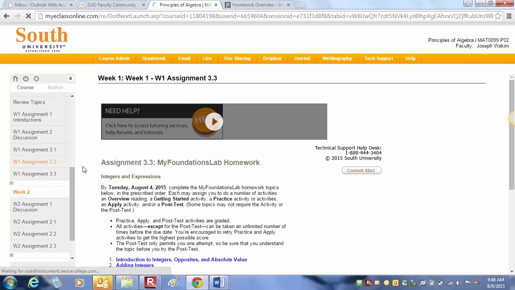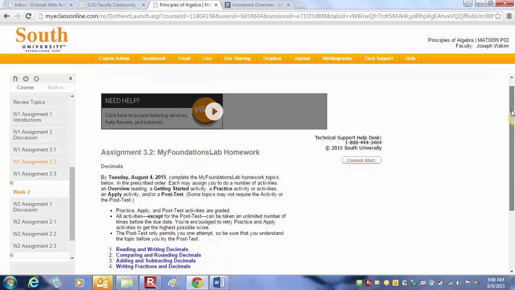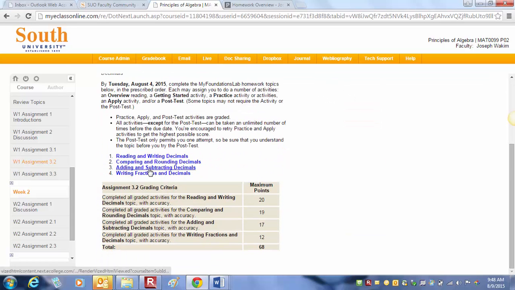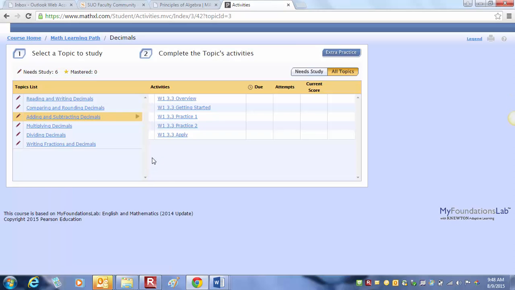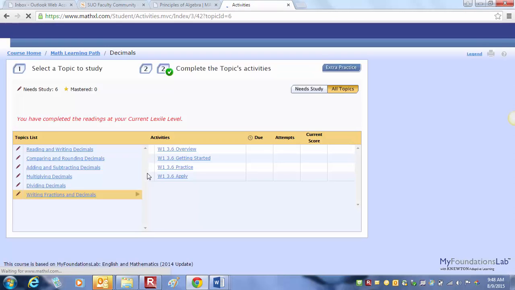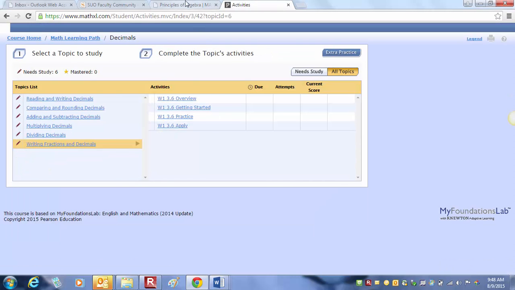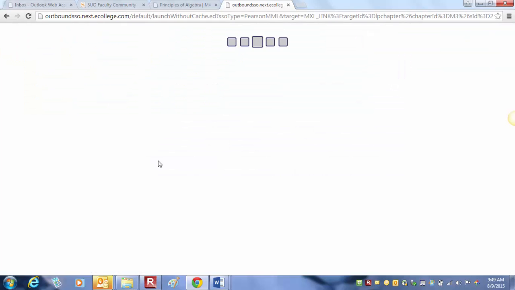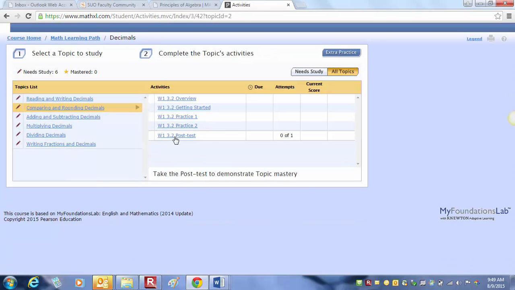Now notice that some of these maybe have a post test, and let's try to see if I have a post test here. I don't have a post test here. Let me try another one. Writing fractions and decimals. No post test here. So usually if I see a post test, this is when I have only one attempt. So for this one here, I have one attempt. You want to make sure you're ready for the post test before you start it. Of course you can get out and come back, but it's only one attempt.